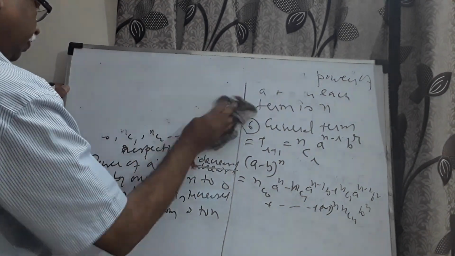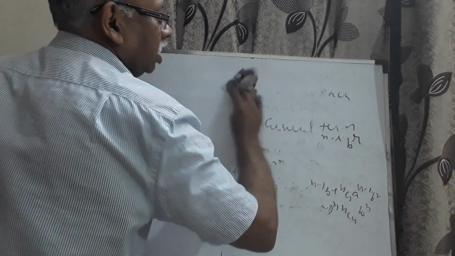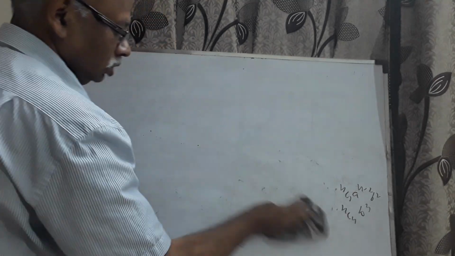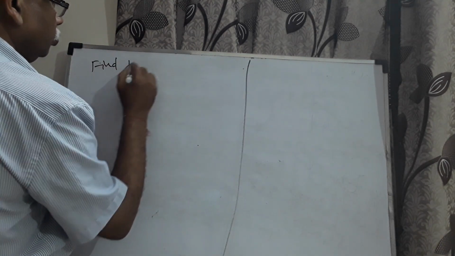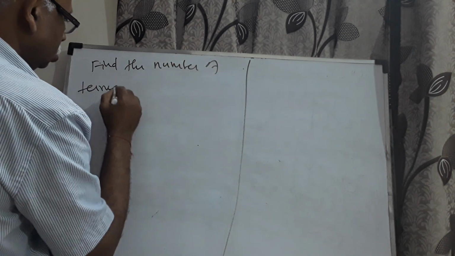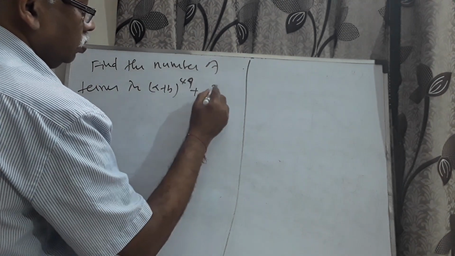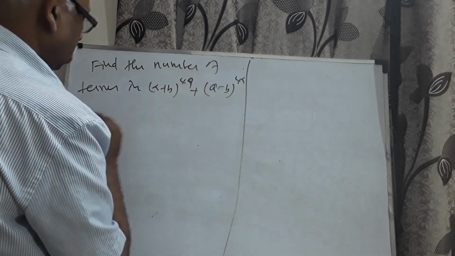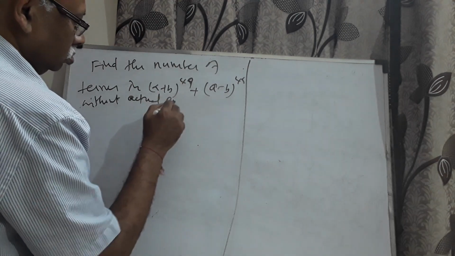Let me just check what happens here. The problem goes like this. Find the number of terms in (a plus b) whole power 49 plus (a minus b) whole power 49 without actual expansion.